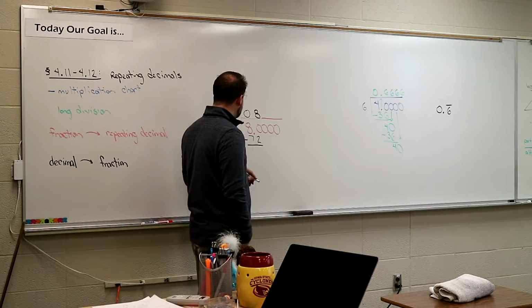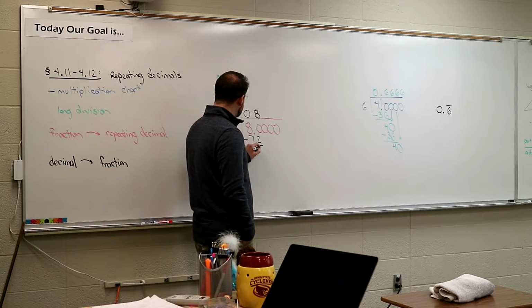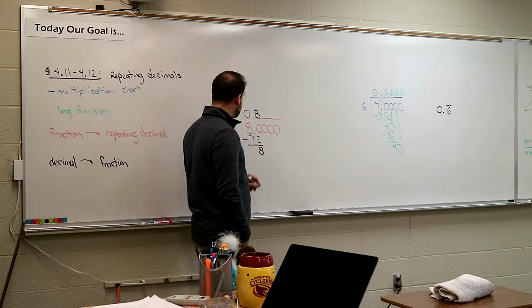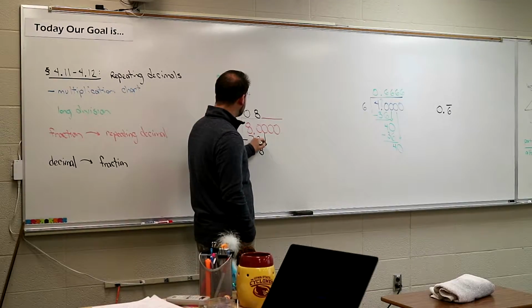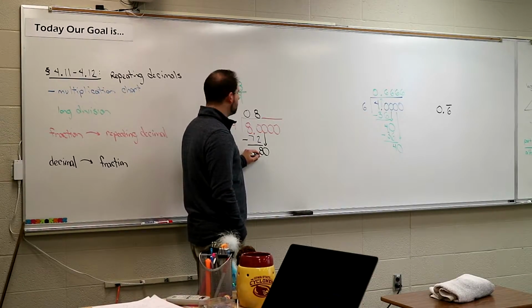We subtract straight down, so if you subtract, you're going to get an 8. 80 minus 72 is 8. We bring down the next number, which is 0. And then 9 goes into 80 how many times again?